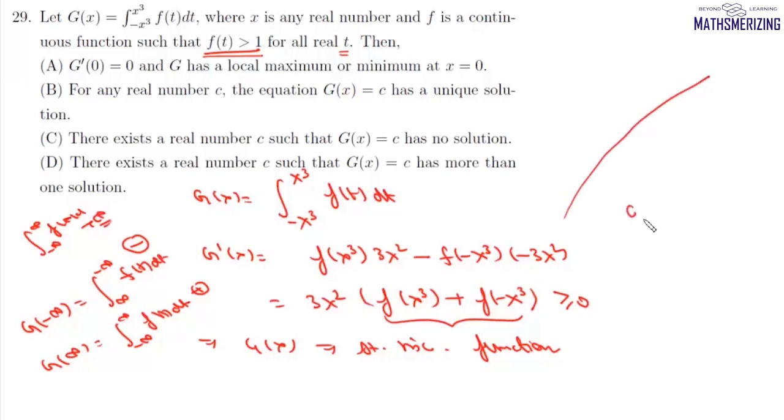So if we consider this condition g(x) = c, then if we draw a line at y = c, this line will intersect the curve every time at one place. So the answer to this question is, for any real number c, the equation g(x) = c has a unique solution, and that's your option B.